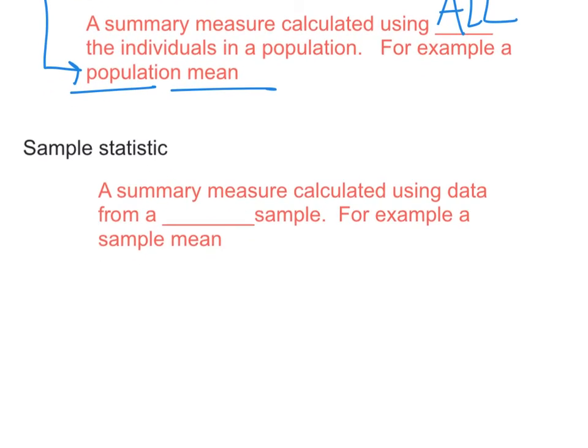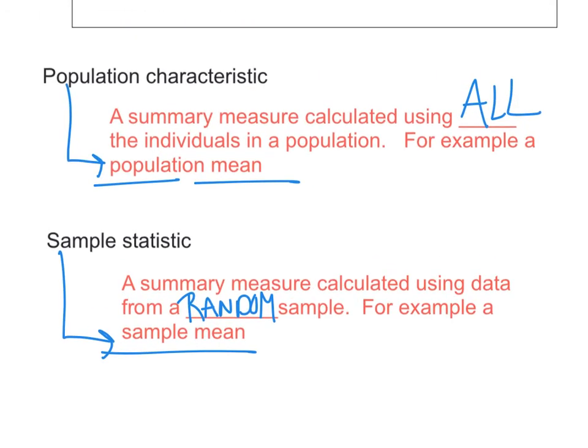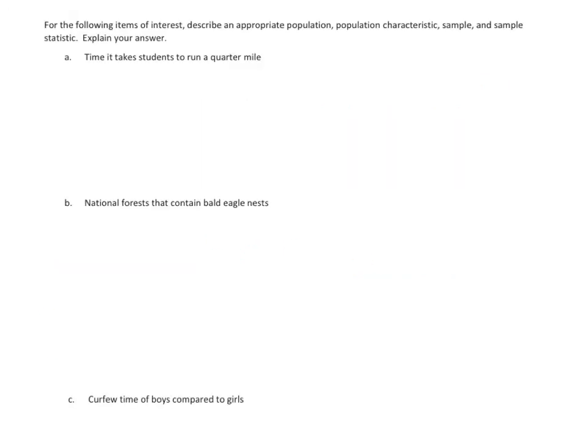A sample statistic is a summary measure calculated from a random sample. For example, a sample mean. So a sample statistic would be more of a sample mean. So again, the big difference, population includes everybody, and a sample is just a random group from the population. Okay, so now we're going to start doing a lot of explaining.